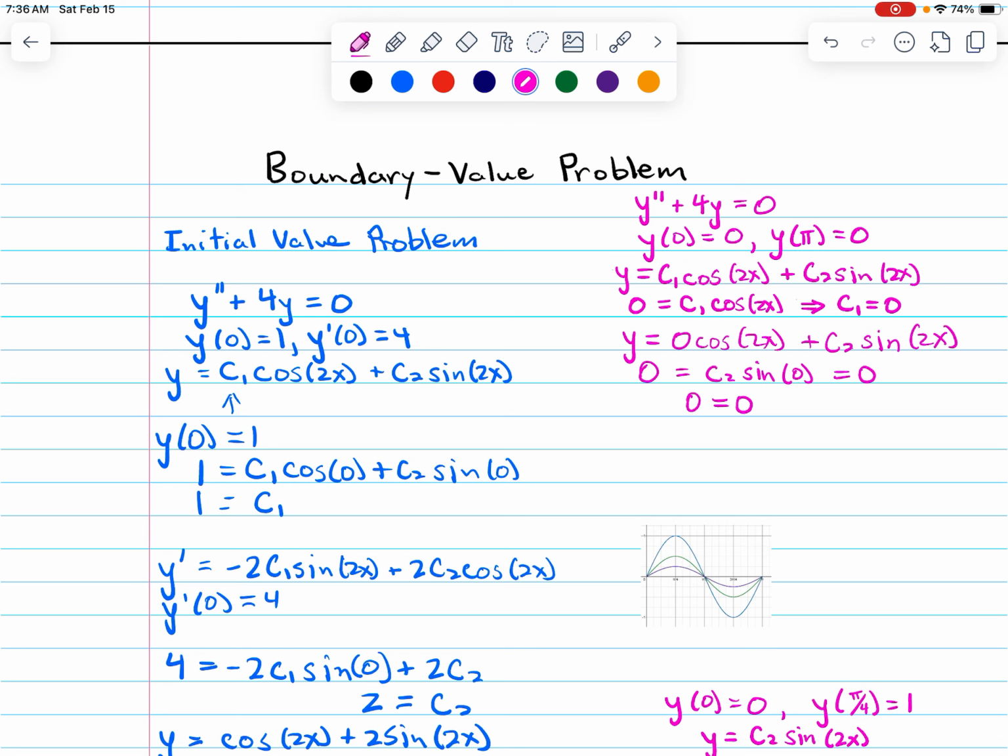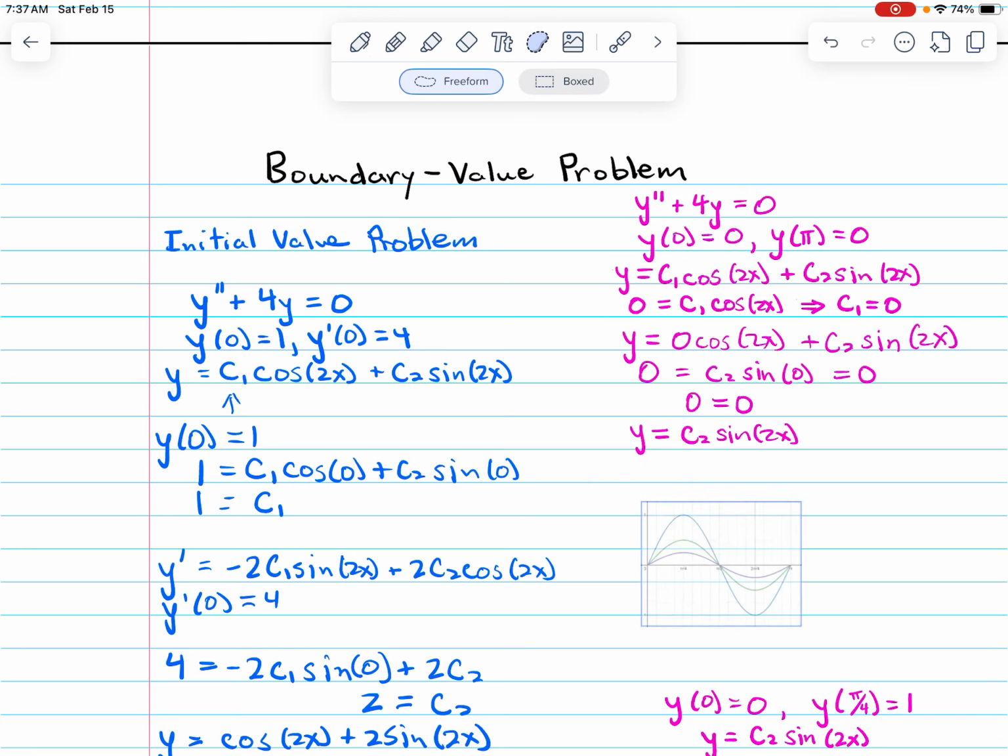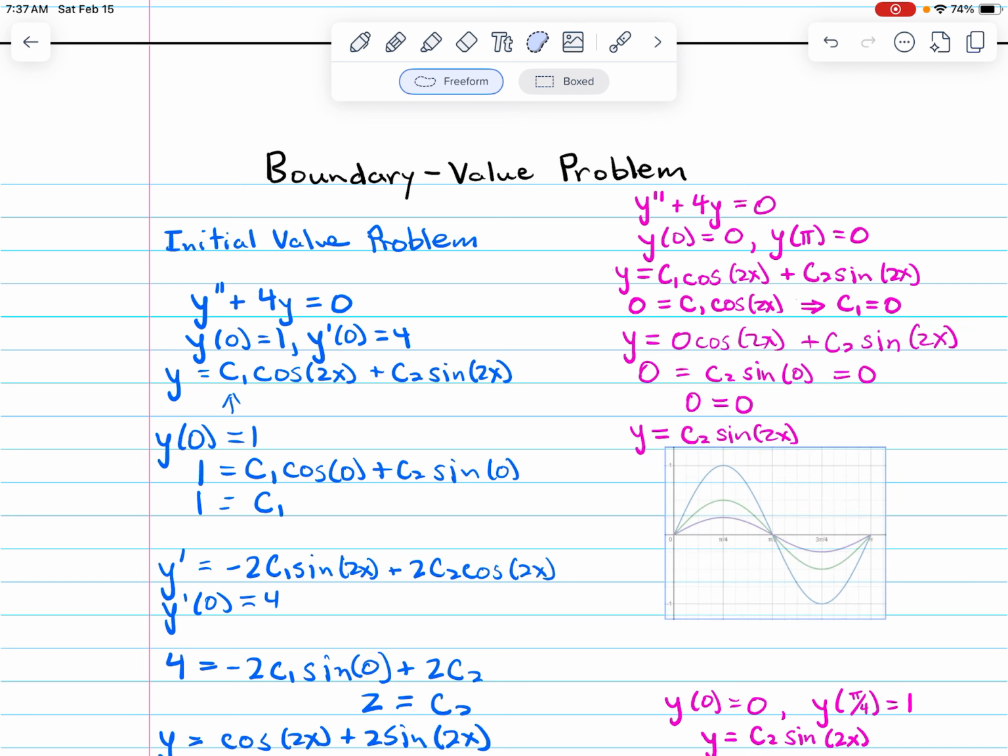Now, okay, so let's think about this a second. When we found that C1 equals 0, we were left with this thing, y equals C2 sine 2x. That's what we were left with. And we found that when we plugged in a 0, we got out a 0. Yeah, of course. Well, look at what this looks like graphically.